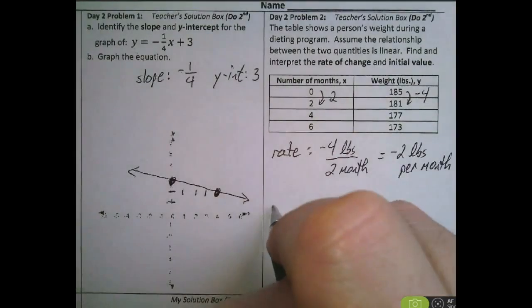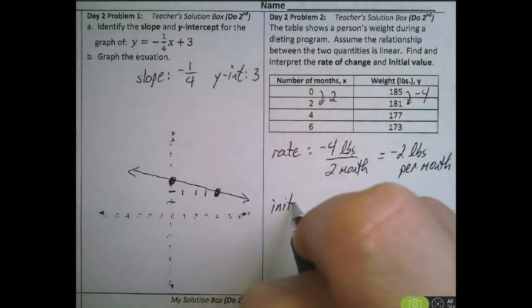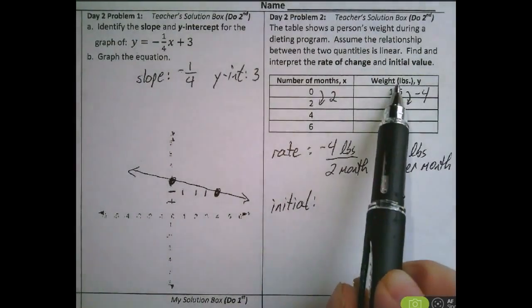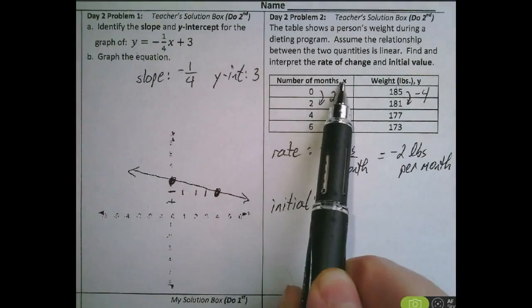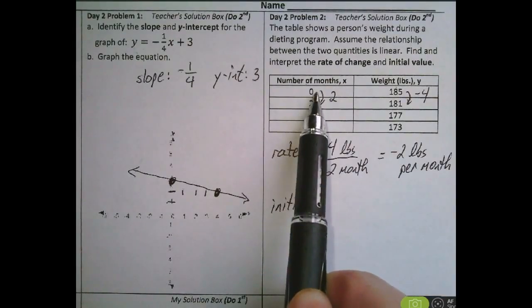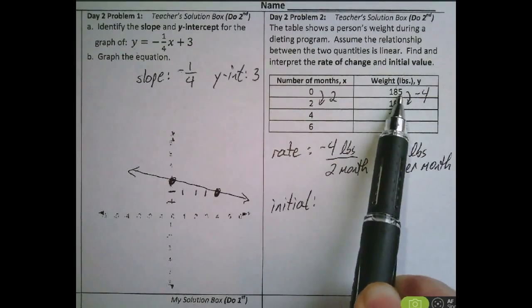Now the initial value. What was the person's weight to begin with before they started dieting? We're asked to figure out what is the weight when x is 0. And here x is 0, so whatever y is when x is 0 is the answer. It's 185.